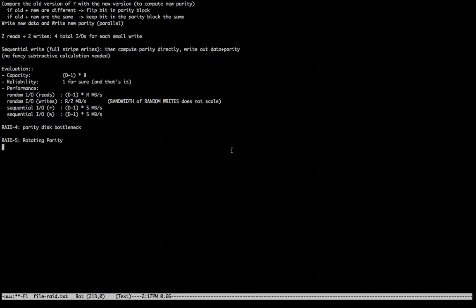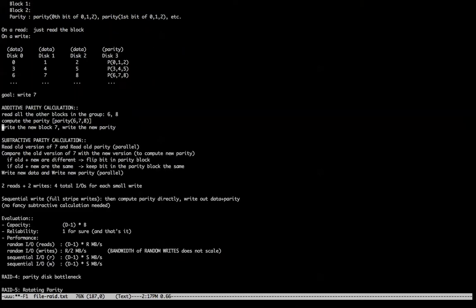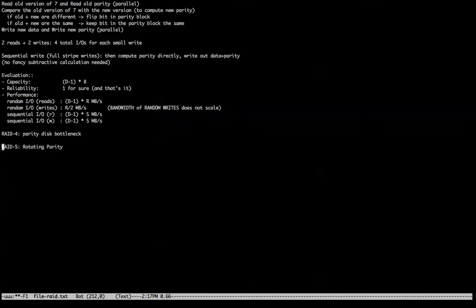Okay, so let's look at rotating parity. It's a pretty simple idea. We're going to take our RAID 4, which is our basic parity-based system, and we're going to change it just a little bit. To make sure that one disk doesn't become the parity bottleneck, we're going to rotate that parity.